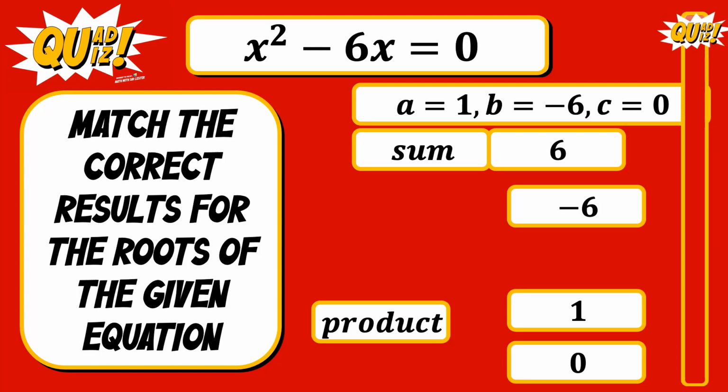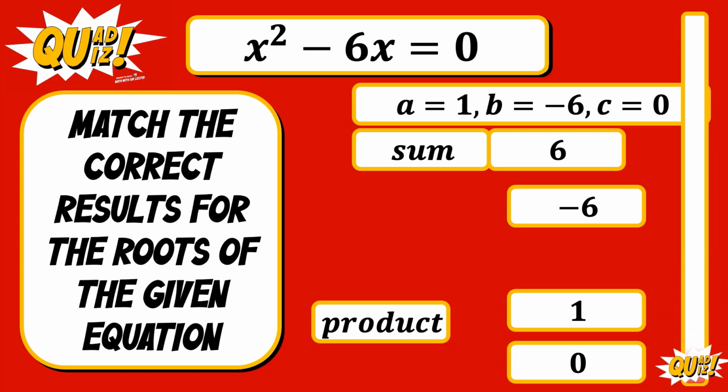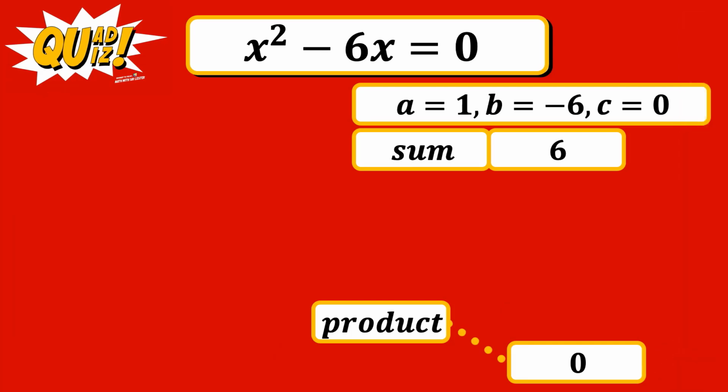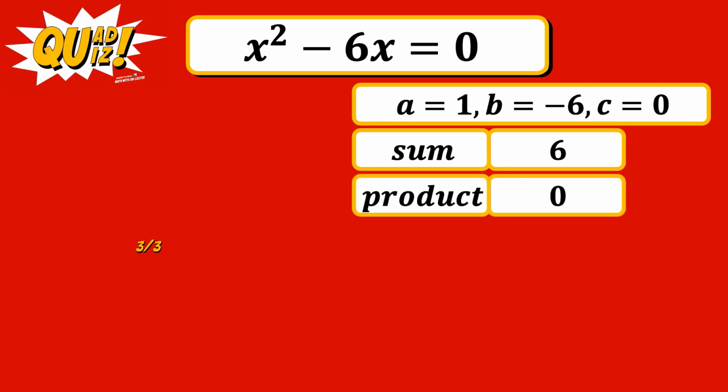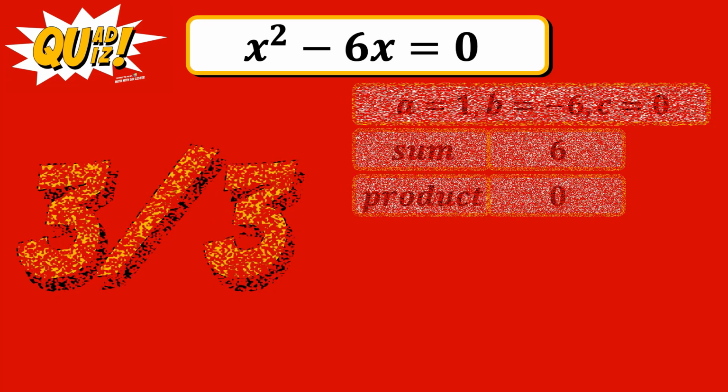With the same options, what is now the product of the roots of this given equation? The correct answer is 0. Did you get 3 over 3? If not, please continue viewing this video.